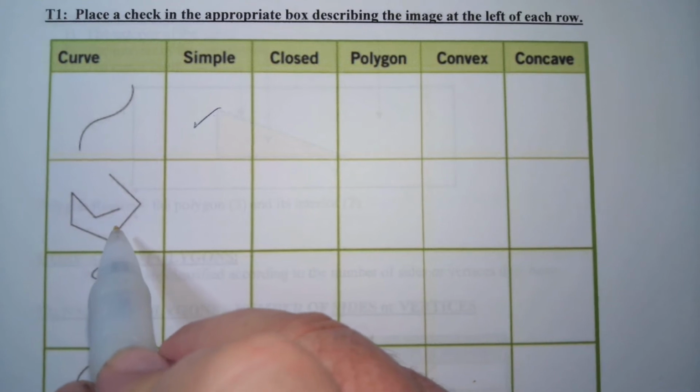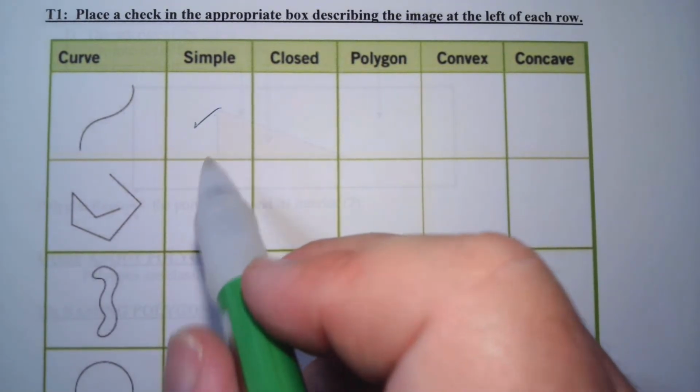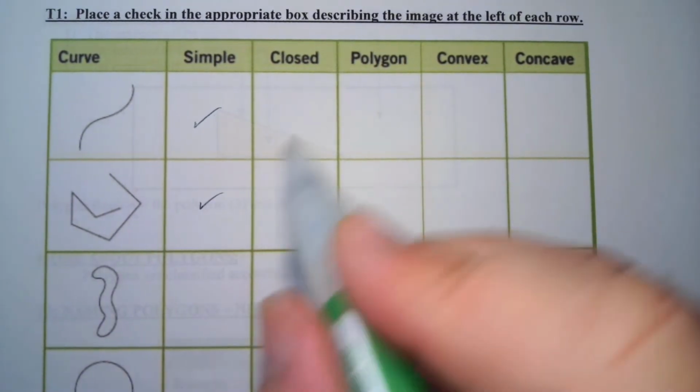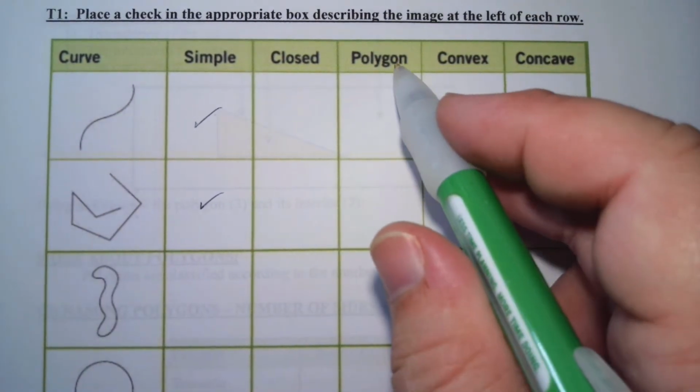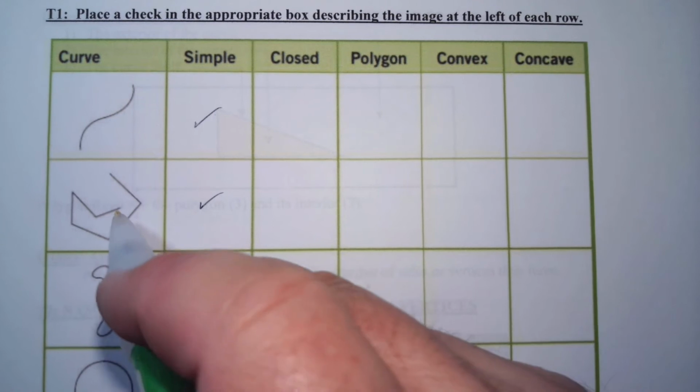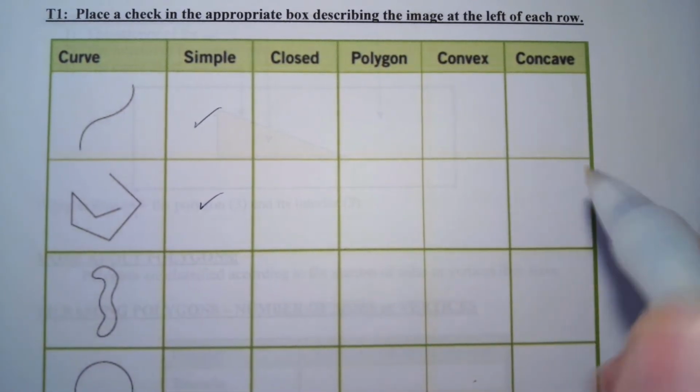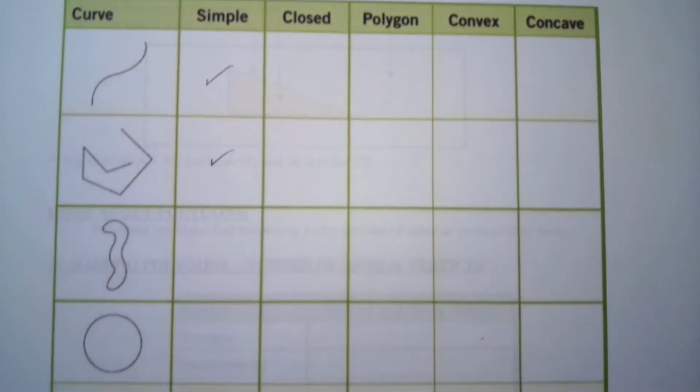How about this object? Is it simple? Yes. Is it closed? No. Beginning and end points are not the same. Is it a polygon? No, because it's not closed, it can't be a polygon, therefore it can't have convex or concave.